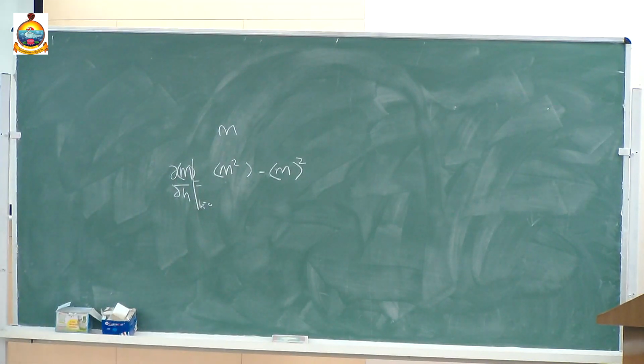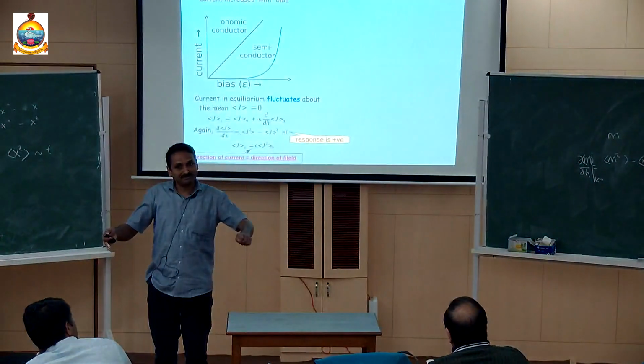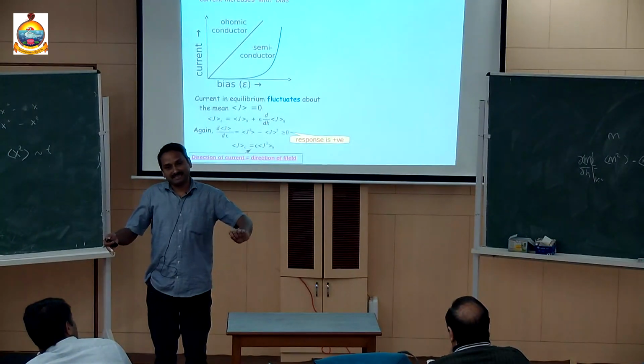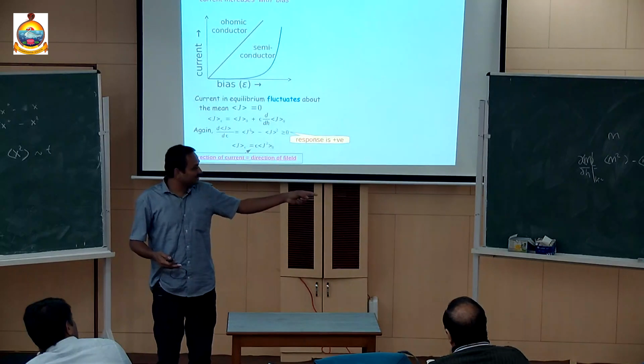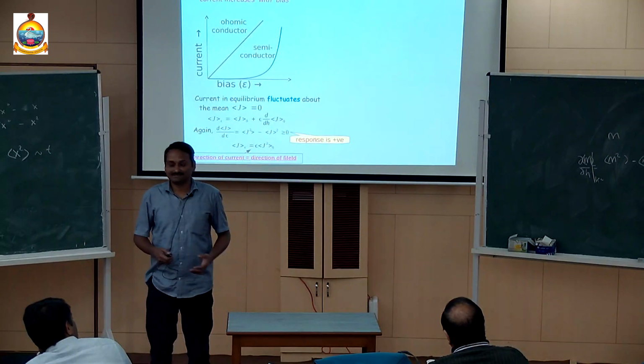Okay, so the point is that magnetization itself is a fluctuating quantity whose average is 0, right? The average is 0, but its fluctuation need not be 0. In a paramagnetic state, the fluctuation need not be 0, and the fluctuation has a value. So if you want to calculate what the fluctuation will be, then that is the same as how magnetization changes by putting a field.